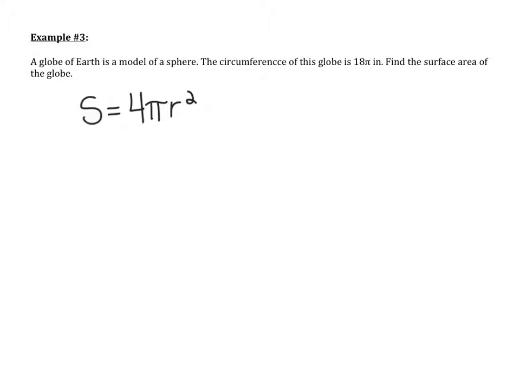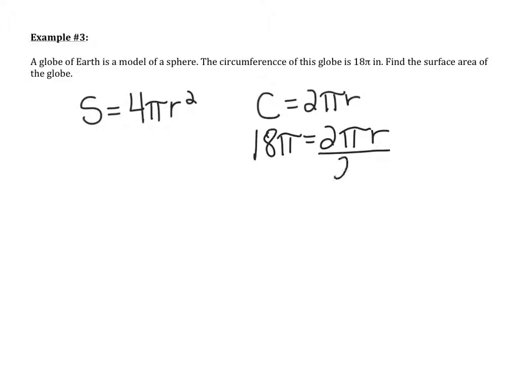So again, let's start with the circumference. We know circumference is 2 pi r. So we're going to put the 18 pi in for the circumference to again work backwards to find the radius. So if 18 pi equals 2 pi r, I'm going to divide by 2 pi. The pi's will cancel, and 18 divided by 2 is 9. So the radius of the globe is 9.